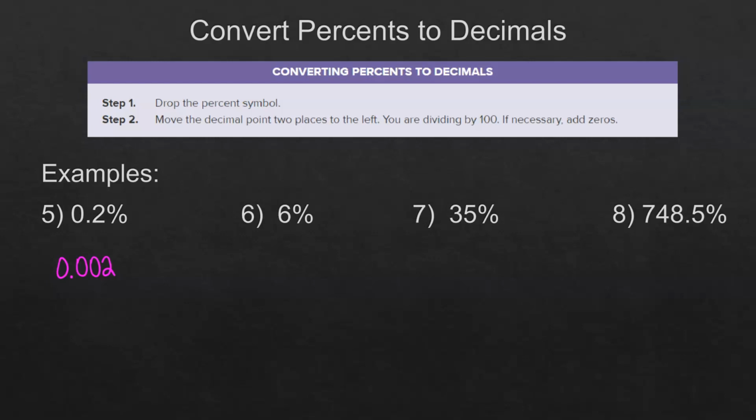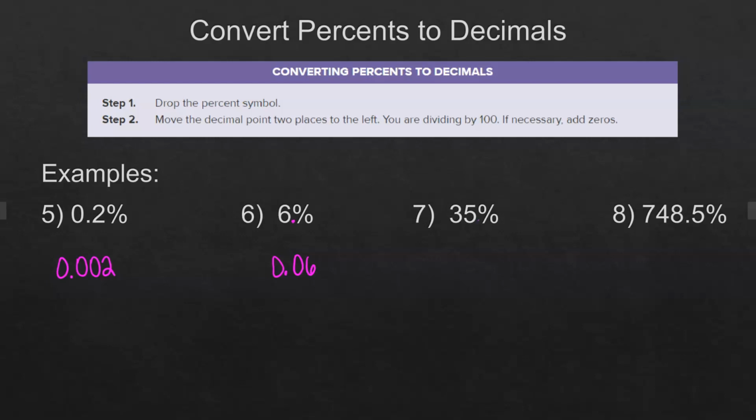The next one is 6%, and the decimal currently is right here. Once again, it's one of those numbers where we don't have a decimal written because it's not necessary. But to move it 2 places left, then we'll have a 0 in front of the 6, so it'll be 0.06.